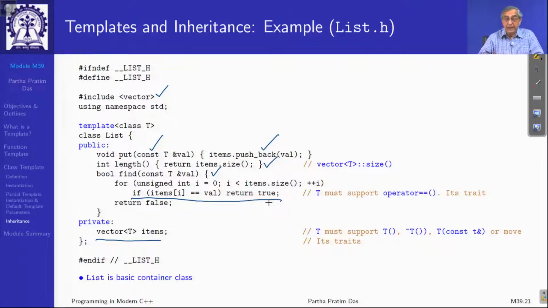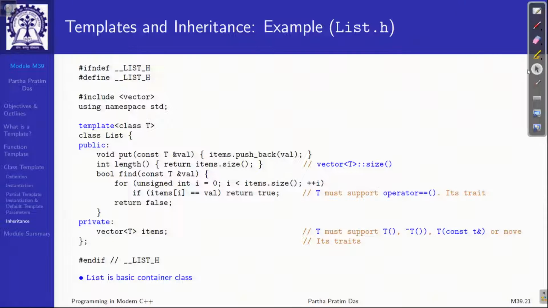And you can see by the side that when I do this, I require the equality operator to be available to compare two values of T, otherwise I will not be able to do this comparison. So, the trait must include this. Similarly, for creating a vector, and vector can expand, it might need to copy when it expands. So, I need the constructor, destructor, copy constructor, or move. We have not seen move yet, it will come in C++11. So, this is my basic container for the list.